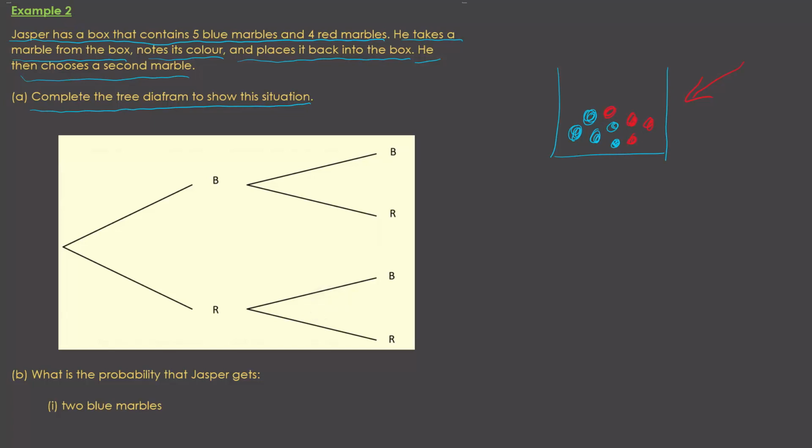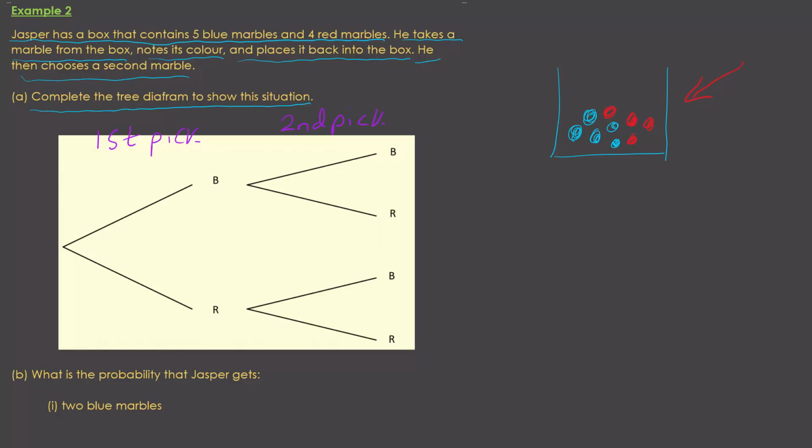Now, when we look at the tree diagram, the first branch is always going to be what happens first. So that's the first pick. And then the second branch is going to be the second pick, what happens the second time.